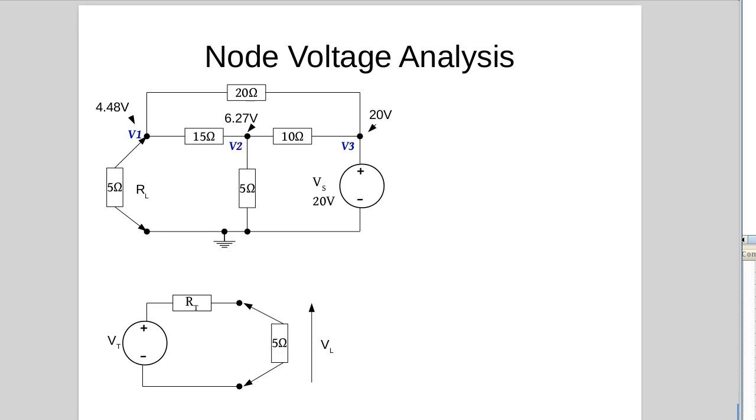Then if we stick the 5 ohms back on, in the circuit at the bottom, if we had 13 volts there and an internal resistance of 9.5655 ohms, and we stick a 5 ohm there, and we solve for the voltage across the 5 ohm, it turns out to be 4.4776 volts, which is approximately the voltage we had for V1 originally. So our node voltage analysis looks like it's giving us the right answers.